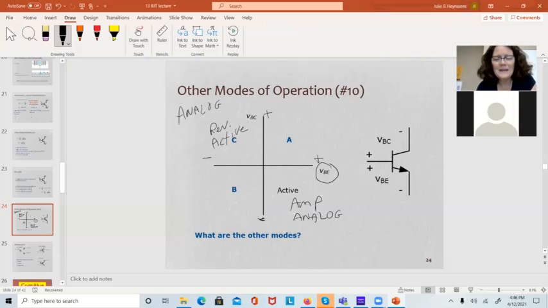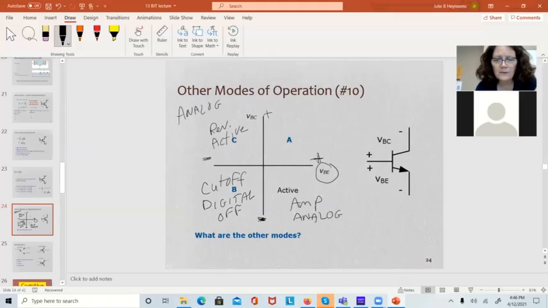Okay. Now, if I reverse bias both these regions, I have two reverse bias diodes. I've got a really good cutoff. Almost no current flow. It has to flow through two reverse bias diodes. We use this in the digital, would be my digital off state.